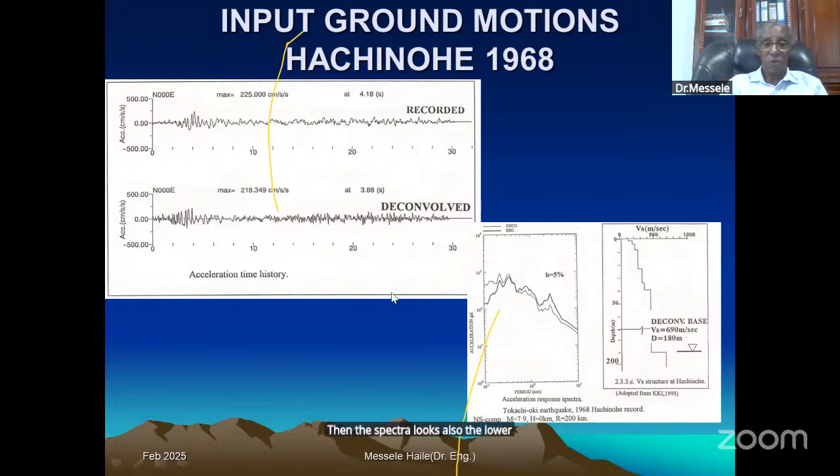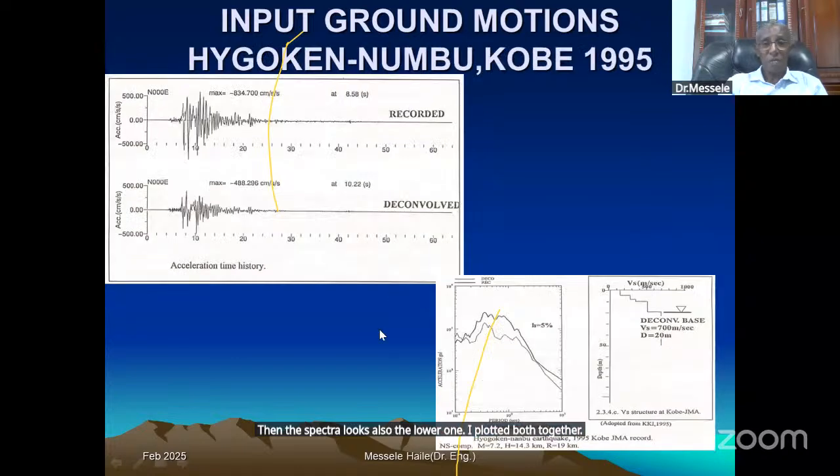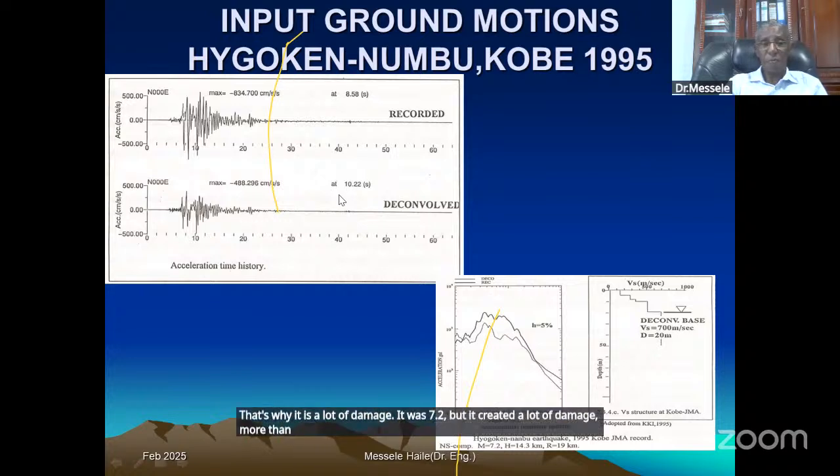I plotted both together. The other earthquake that became famous since 1995 is the Kobe earthquake. This earthquake occurred just under Kobe. That's why there was a lot of damage. It was magnitude 7.2, but it created a lot of damage, about 100 billion worth of property. And for Japan, 6,700 people dying is very serious because I believe they have done a lot on earthquakes. This earthquake is also deconvolved with the Kobe soil. So this is one available earthquake.